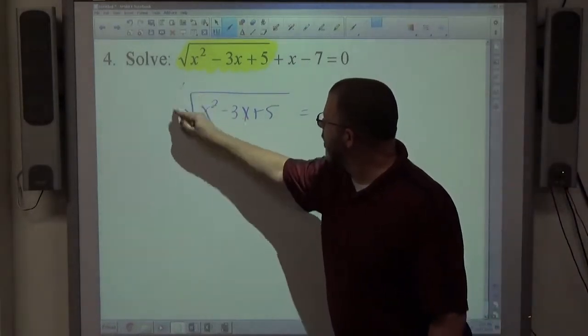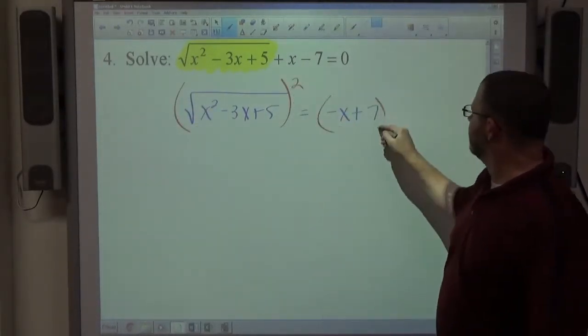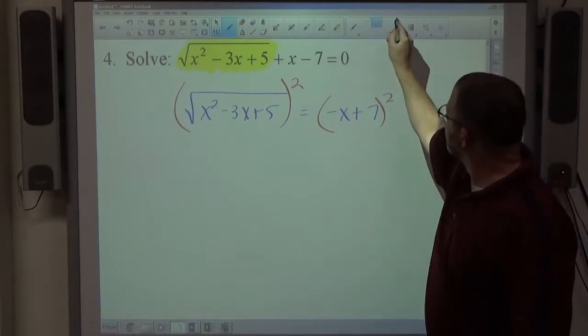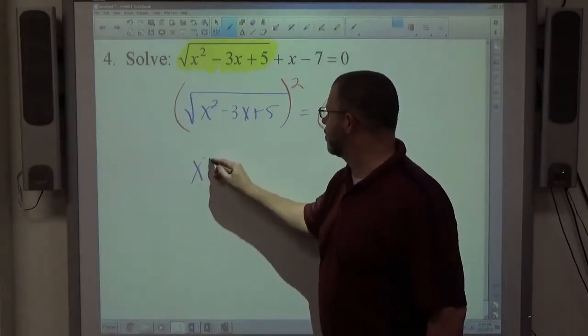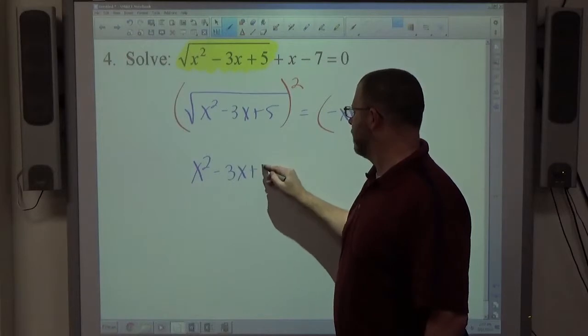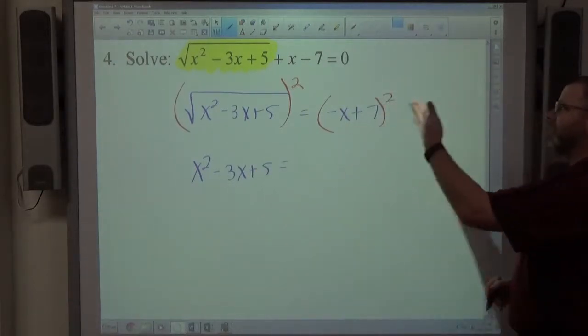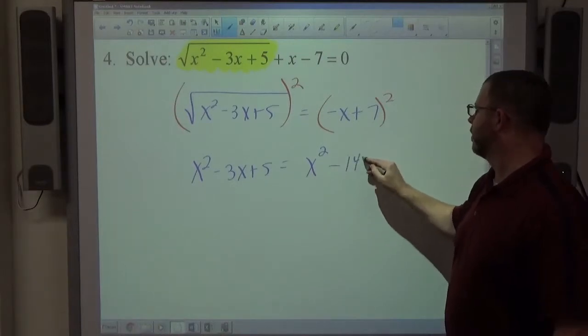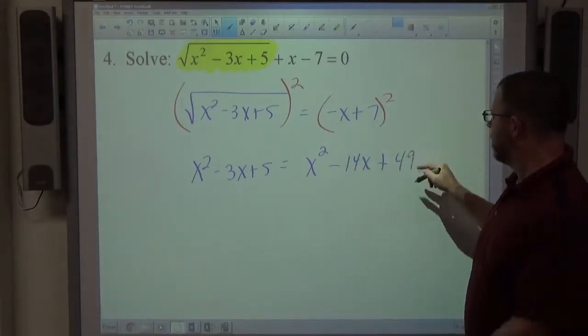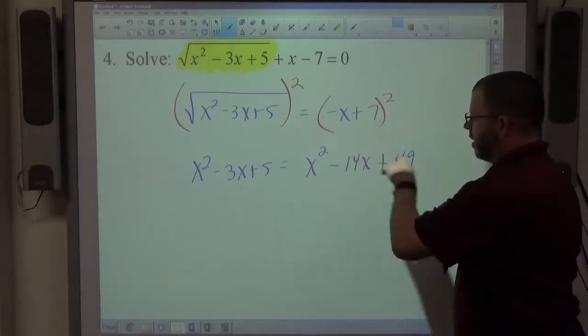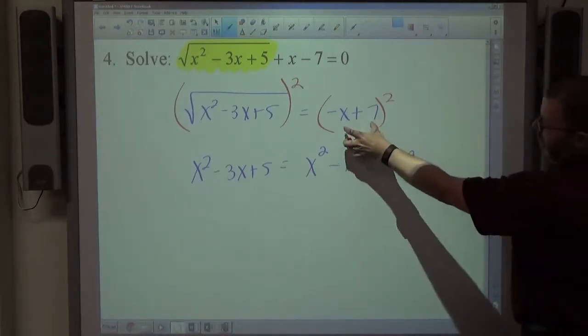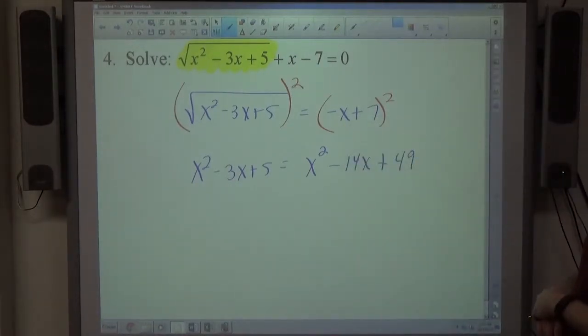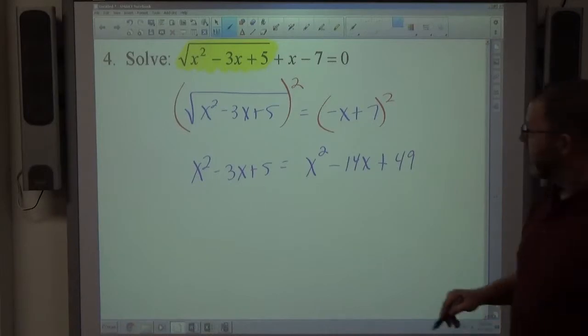Once you get the radical isolated, we square both sides. And the end result of that is on this side just x squared minus 3x plus 5. The radical disappears. On this side we square the binomial. First thing squared, double the product of the two things. Second thing squared. The squares are always positive. The double product is always the sign of the product. In this case, -7x double -14x.